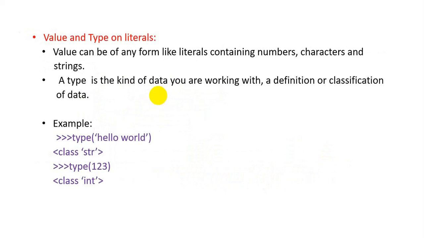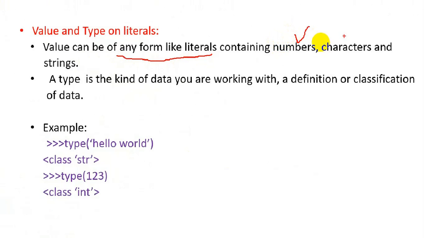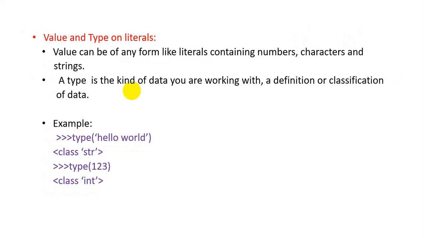Next, values and type of literals. Values can be of any form, like literals which contain numbers, characters, or strings. A type is a kind of data you are working with, a definition or classification of data. So when we pass a particular piece of data inside the type function, then the class of the data will be displayed. That means the data type of the given value will be displayed. So we will demonstrate it.